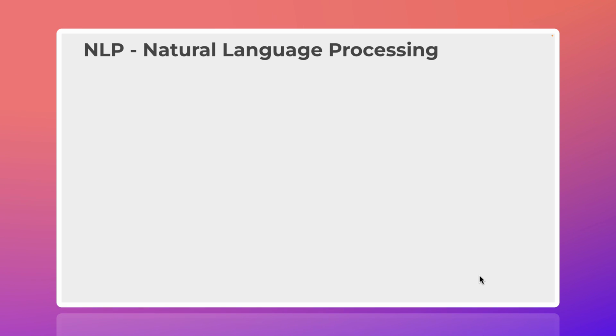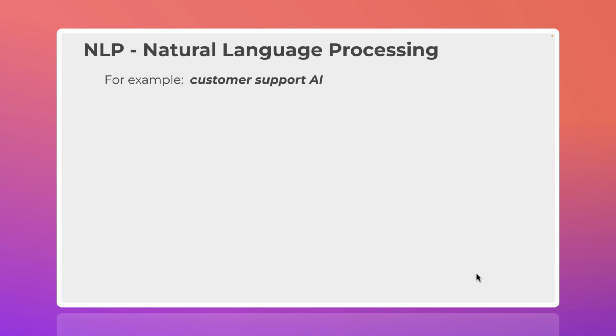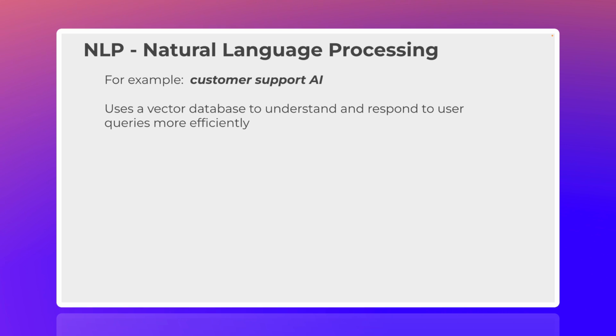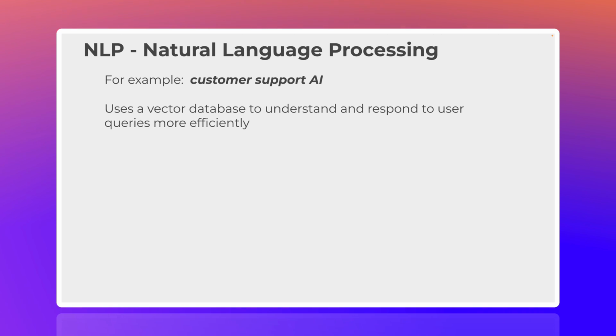Of course, we can use natural language processing here as an example. Imagine that we have a customer support AI that we want to create for a certain business. The use case here would be that we could use a vector database to understand and respond to user queries more efficiently. So how would that work? Vector databases facilitate tasks like semantic search, chatbots, and document retrieval by storing and searching text converted into vectors using certain kinds of models.